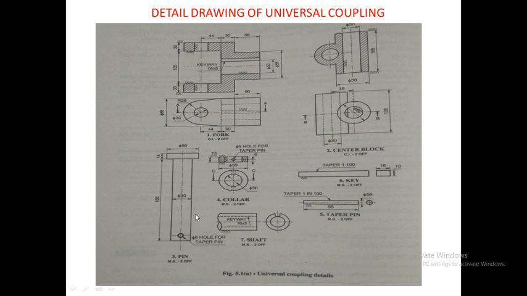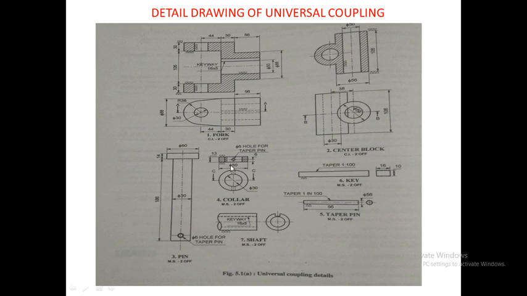pin inside it. Now part number 4, this is the collar. Again you can see collar is cylindrical in nature. So this is the front view, sectional front view of the collar, and this is the top view of the collar. Now the collar is having a hole at its center. This hole is similar to this hole. Now both these holes are used to insert this taper pin. You can see part number 5 is nothing but the taper pin. So in order to insert this taper pin, these holes are provided. So these holes will be of diameter 6 mm.